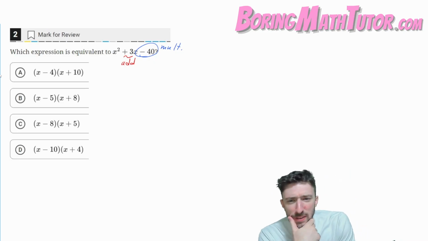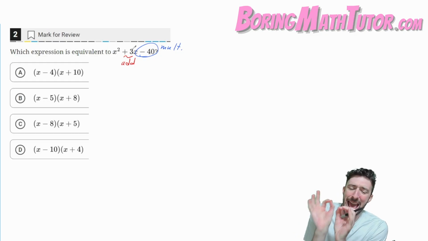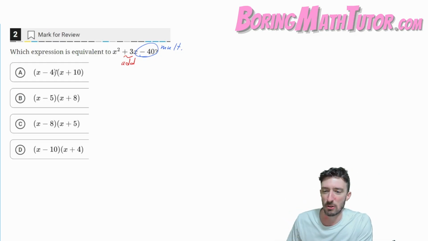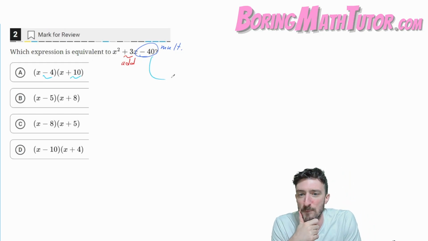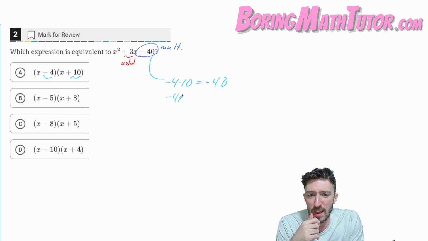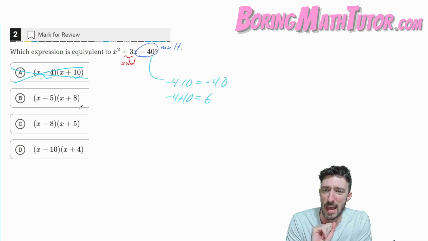So I'm gonna start by thinking about two numbers that multiply to negative 40, and then I'm gonna pray that they add to 3. Well, you know what? I got the answer choices here, so let's be lazy. Negative 4 times 10. Does that multiply to negative 40? Sure does. Okay, but if I add them together, I'm getting 6, not 3. Okay, that one's out of here.